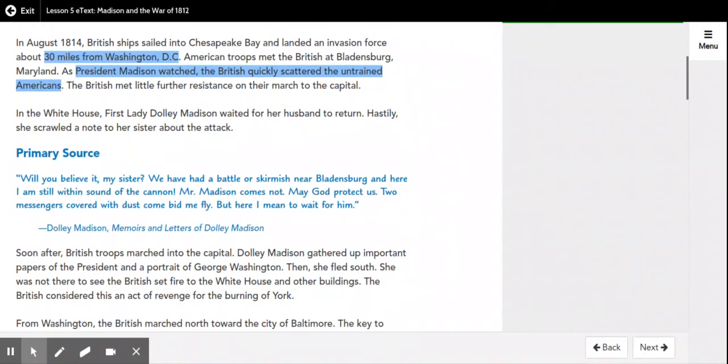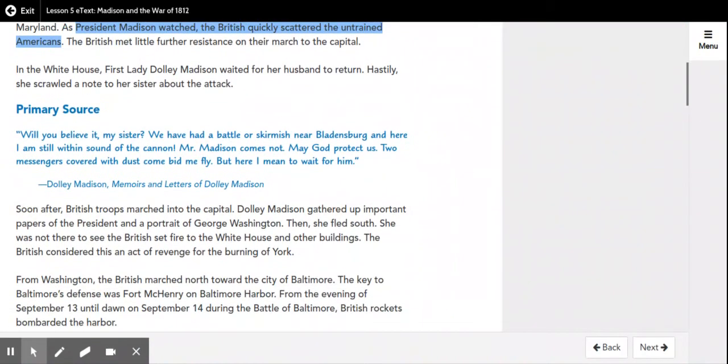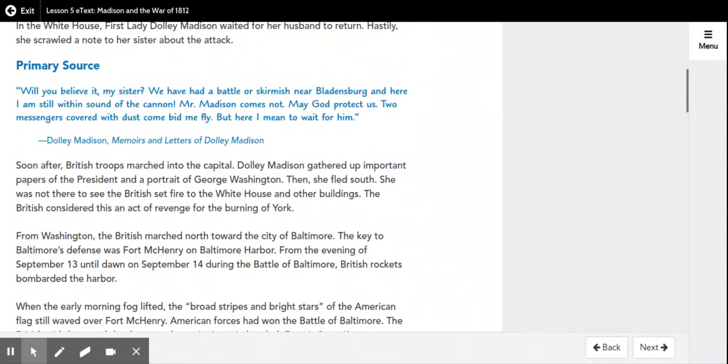Soon after, British troops marched into the capital. Dolly Madison gathered up important papers of the president and a portrait of George Washington. Then she fled south. She was not there to see the British set fire to the White House and other buildings. The British considered this an act of revenge for the burning of York.